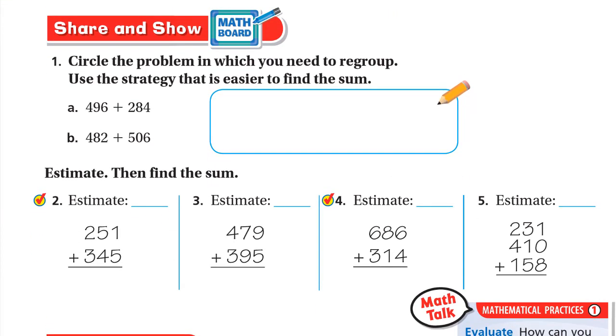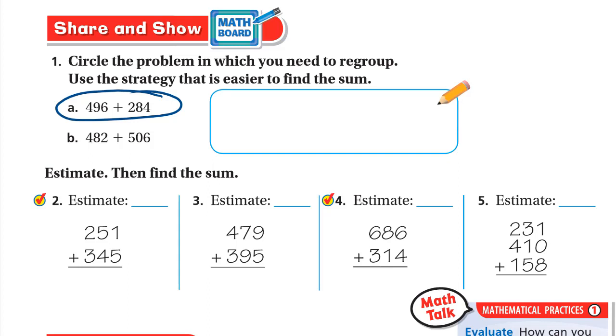Okay, now for share and show, circle the problem in which you need to regroup. Use the strategies that are easier to find the sum. So here at letter A, 6 plus 4 is 10. So here we will regroup. But in letter B, 2 plus 6 is 8. 8 plus 0 is 8. 4 plus 5 is 9. So we won't regroup in letter B. So we will regroup in letter A. So we'll circle it.